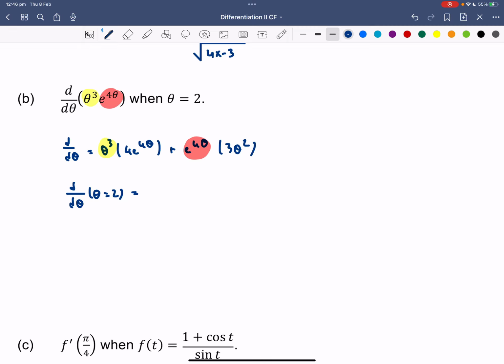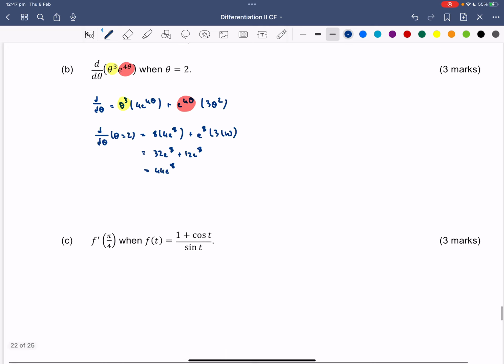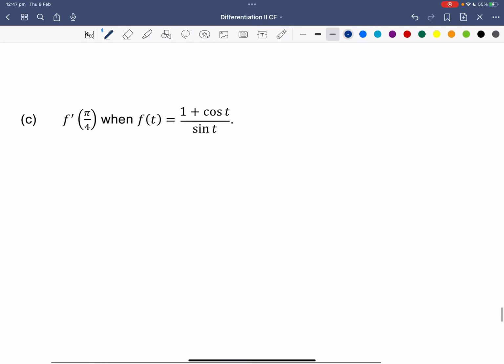Equals 2 2s are 4 2s are 8. 4e to the theta is 2, so that's 8 again. Plus e to the 8, and 2 squared is 4. 32e to the 8 plus 3 4s are 12e to the 8. So the final answer is 44e to the 8. Perfect.